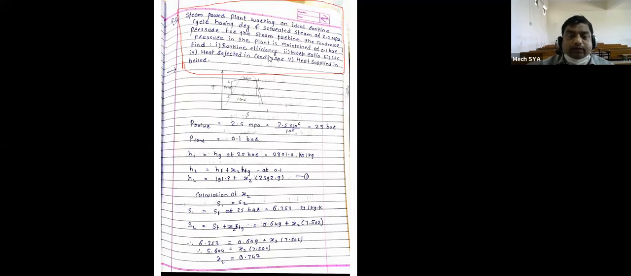So we only have to calculate H1, H2, H3, H4 depending on the steam condition. What kind of steam we are supplying to the turbine? H3, H4, H2 are common points. Only H1 depends on the steam, which may be superheated or dry and saturated.